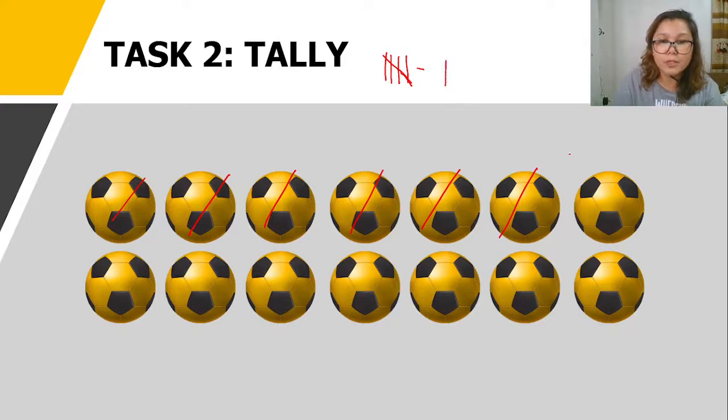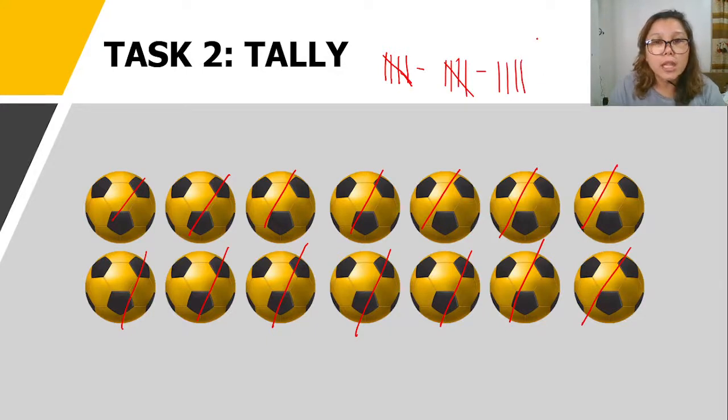For this one, we have 1, another. Ito, pang 4th na siya, pang 4 na. And then this one, which will be the 5th, diagonal. And then continue. So with another ball, another. Ito, this is the 3rd one, and then this is the 4th one. Do we need to put a diagonal stick? No, because we don't have a 5th one. So afterwards, you have to count this. So madali na siya kasi bundled by 5 na siya.